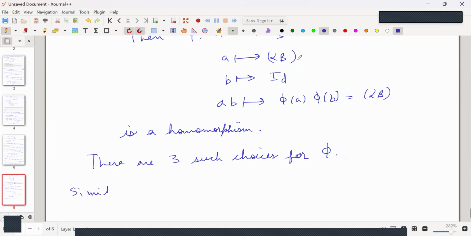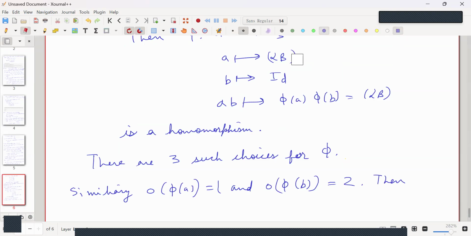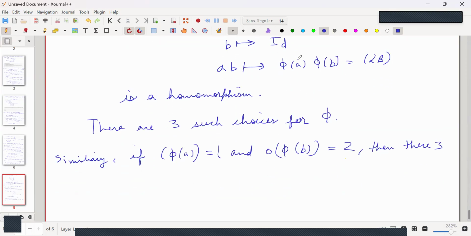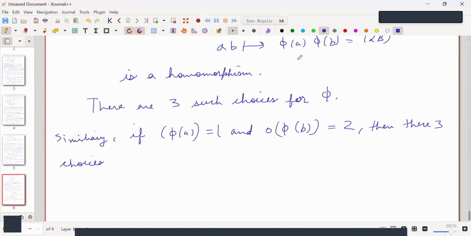Similarly, if we assume the other thing, that the order of phi A is 1 and the order of phi B is 2, then similarly, if this is the case, there are three choices for phi, three choices for the homomorphism. So till now we have 3 plus 3 and 3, 9 choices.